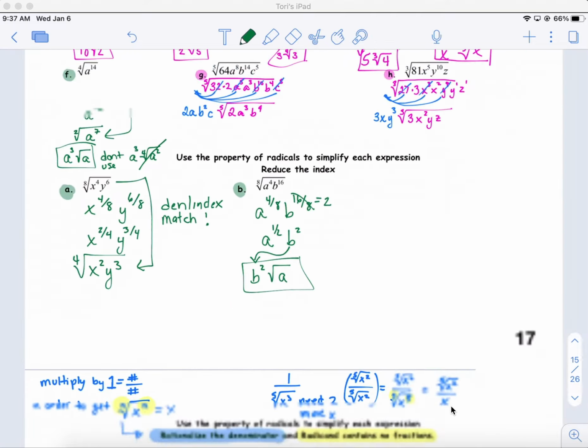All right, we are done with this page. If you need to pause the screen, copy it, go ahead and do so now. We do have one more page to get through.